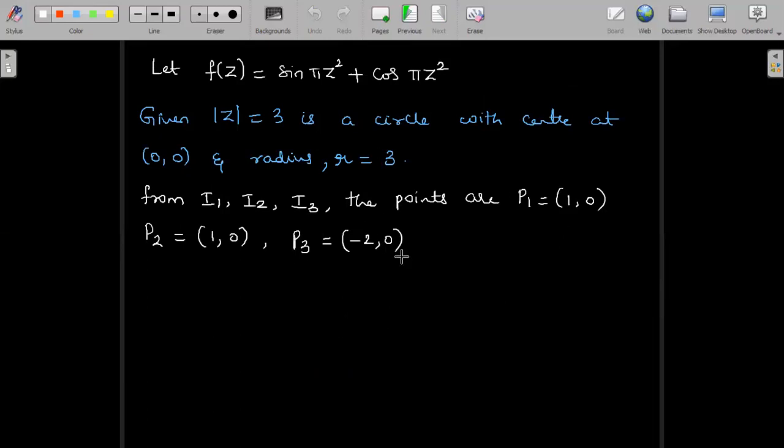Observe the coefficients 1 and minus 2. They are both obviously less than r equal to 3. When I plot a circle with center at the origin and radius equal to 3, the points obviously lie inside the circle. So we will just mention the same thing. These points lie inside the circle mod z equal to 3. Therefore, we can apply Cauchy's integral formula and the generalized Cauchy's integral formula for I1, I2 and I3.